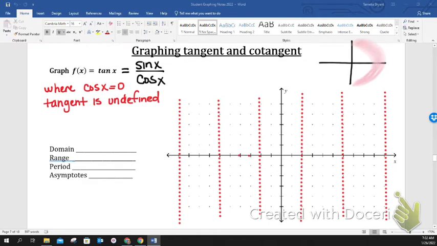Okay, so the first thing is, what is our tangent at 0? So what's the tangent of 0 degrees? Look at your unit circle and see if you can figure out what my tangent is at 0 degrees. If you take the sine and divide it by the cosine, let's look at your unit circle. What is the sine of 0 degrees?